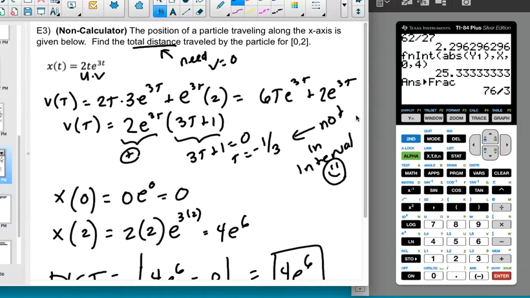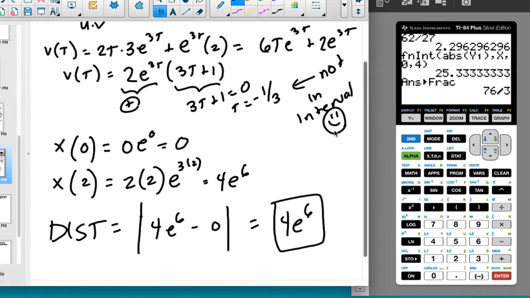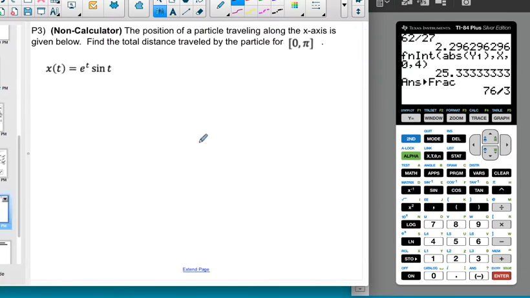Again, I would have had to be a little bit more concerned if that time, negative 1/3, had fallen in the window from 0 to 2, but it didn't. I still have to find that time because sometimes it does. So same idea, non-calculator. If we're finding total distance, we need to know when we stop, right? So we need to know when v is 0.